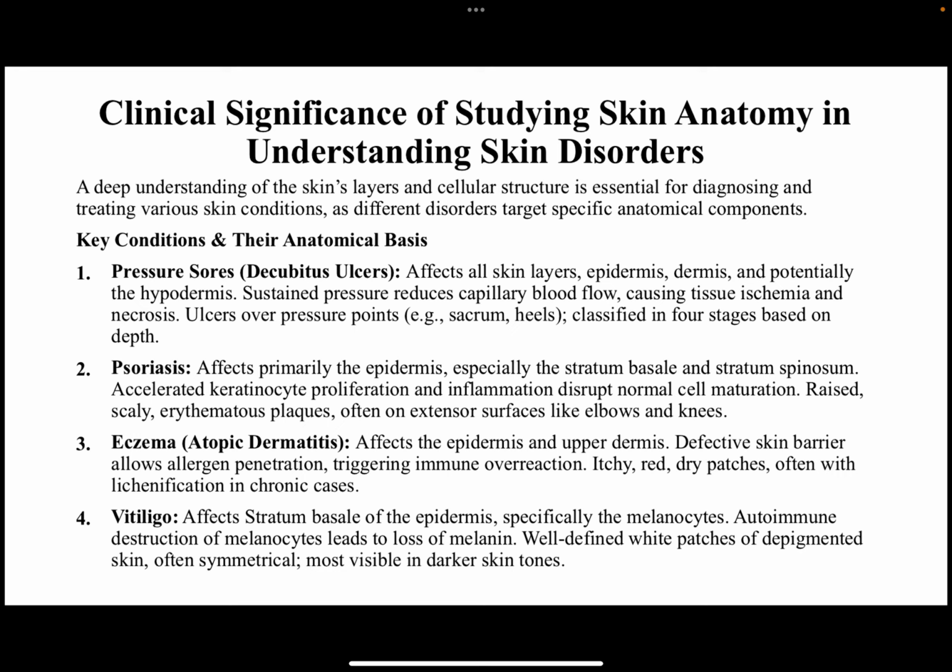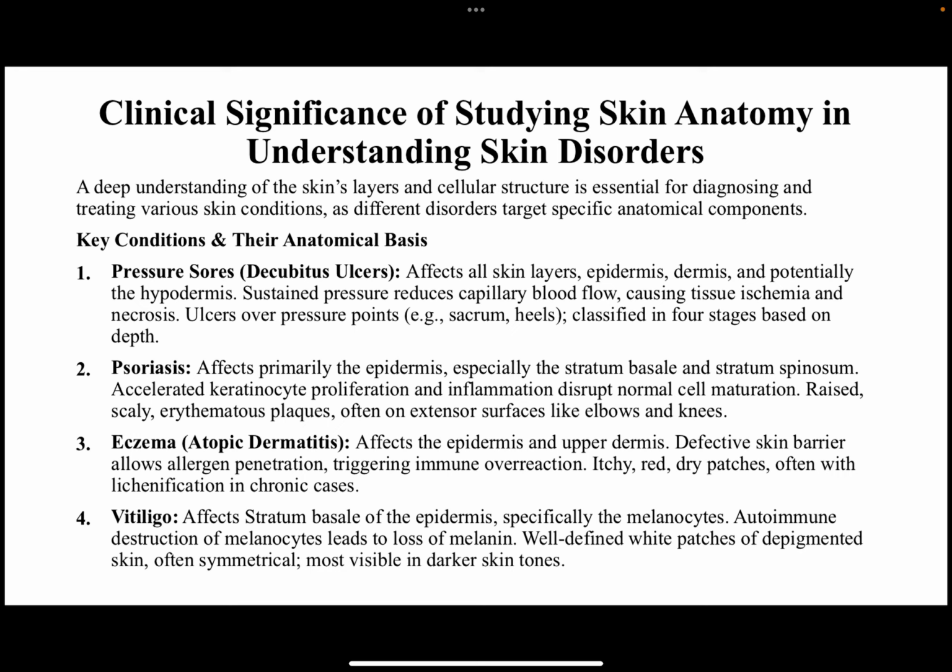Understanding the skin anatomy is also very important for you to understand conditions like pressure sores or decubitus ulcers. Another word for pressure sore is decubitus ulcer. It will help you to know the layers of the skin that the pressure sore has affected, whether it's the epidermis, the dermis, and sometimes a pressure sore can be so serious that it can even affect the hypodermis.